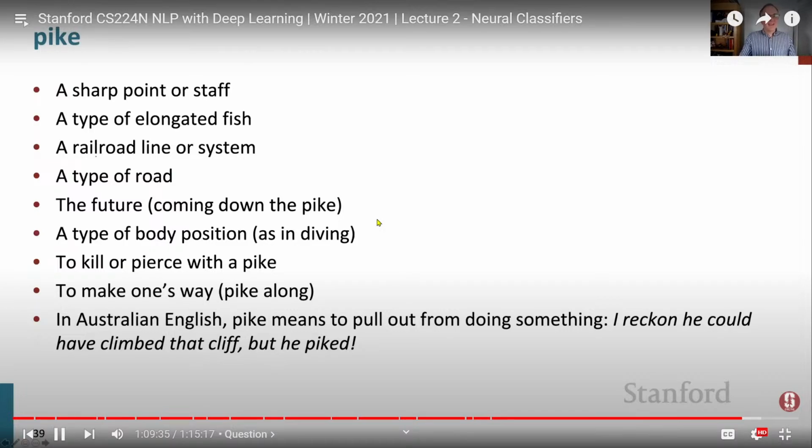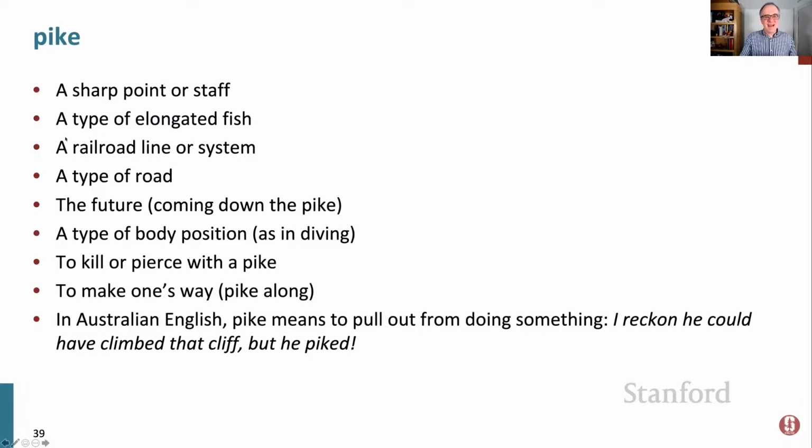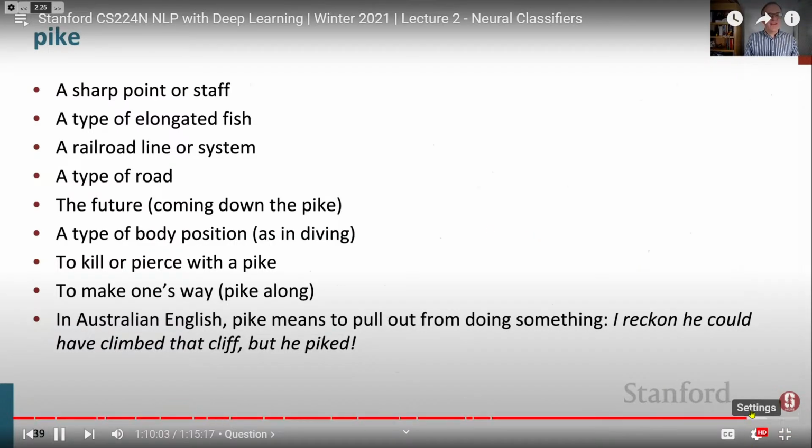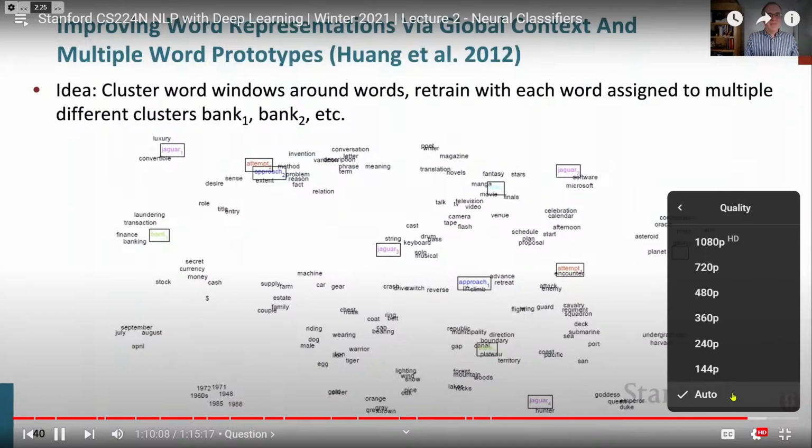to count as distinct. So for example, here, a railroad line and a type of road, well, that's the same sense of pike, it's just that they're different forms of transportation. So this could be a type of transportation line and cover both of them. So it's always very unclear how you cut word meaning into different senses. And indeed, if you look at different dictionaries, everyone does it differently. It actually turns out that in practice, you can do rather well by simply having one word vector per word type.